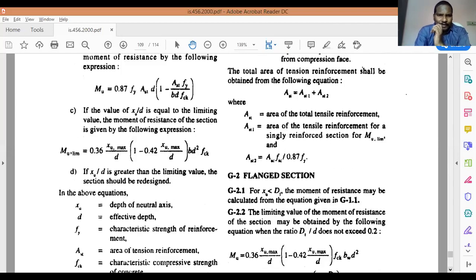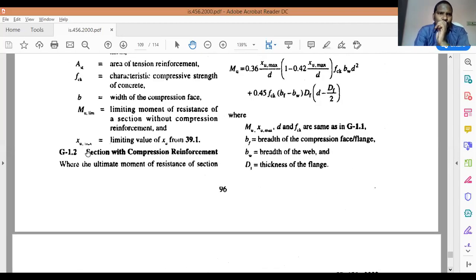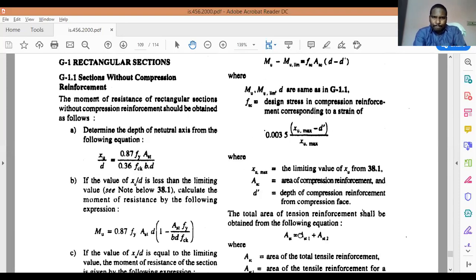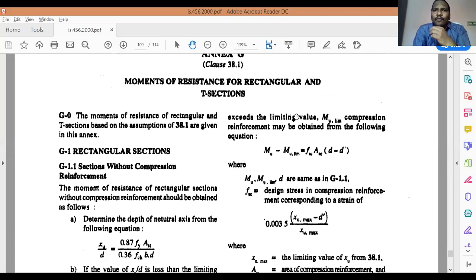If you go to page number 96 here, G1.2 talks about sections with compression reinforcement. That means we're talking about doubly reinforced sections here. Where the ultimate moment of resistance of a section exceeds the limiting value, that means if the Mu d value is more than the Mu limit value, compression reinforcement may be obtained from the following equation. So we use this equation to find out the Asc value.